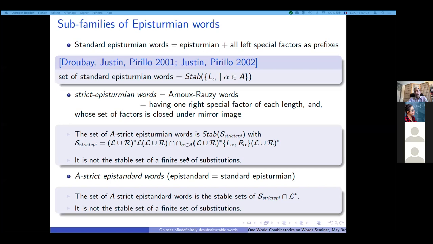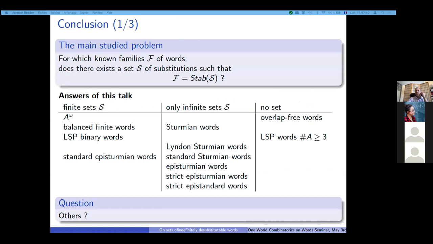Okay, so let me conclude. The main problem I consider is: for which families of words does there exist a set of substitutions whose stable set is that family? This is a survey of the results I mentioned in the talk. And the question I have now is, do you know any other examples? I have probably forgotten some families which have exactly the same properties.